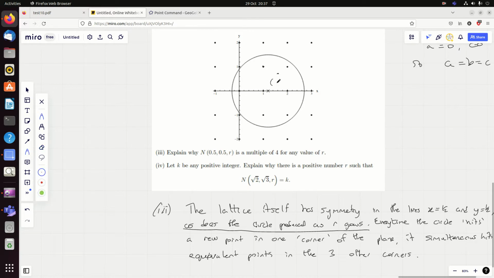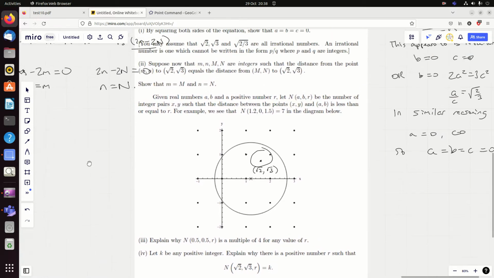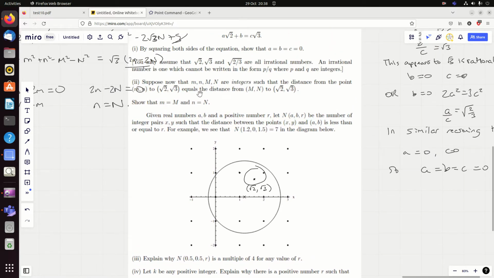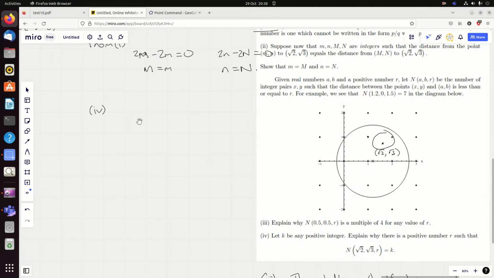If you had this point as root 2, root 3, it's 1.4 and 1.7, isn't it? I perhaps should have put it a bit higher. But as this circle grows, it will just hit one point at a time. That's what we proved over here. You can't simultaneously have two distinct points which are the same distance from root 2, root 3. So as that R grows, it will just hit one point at a time. That's what I'm basically going to say.